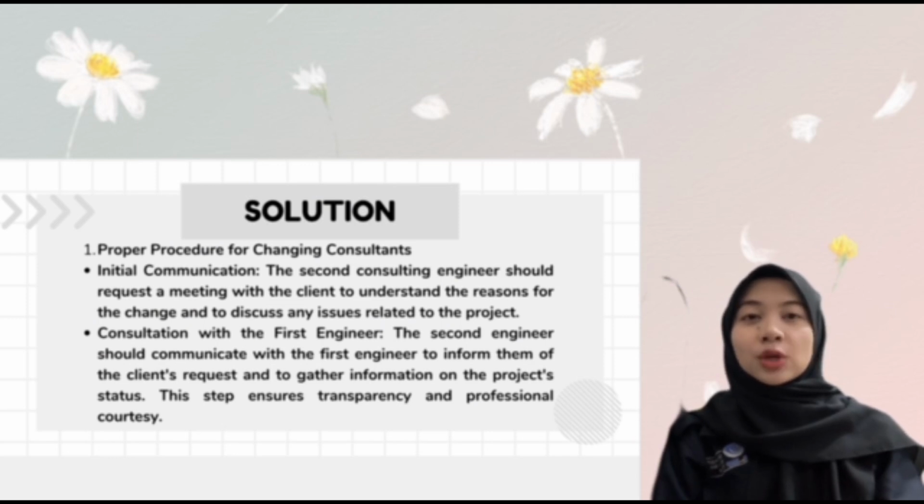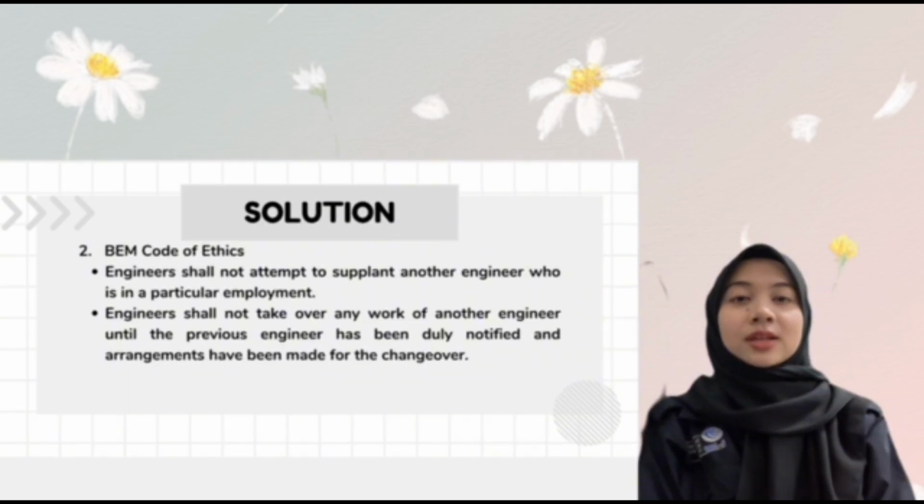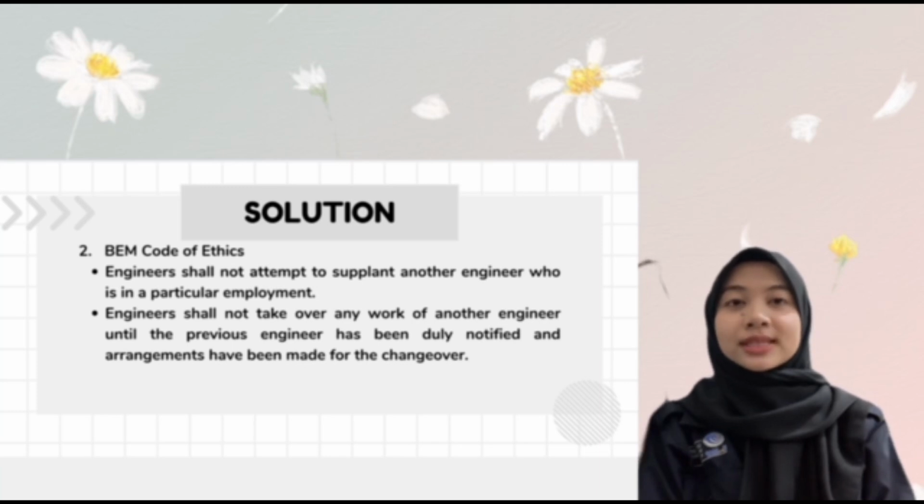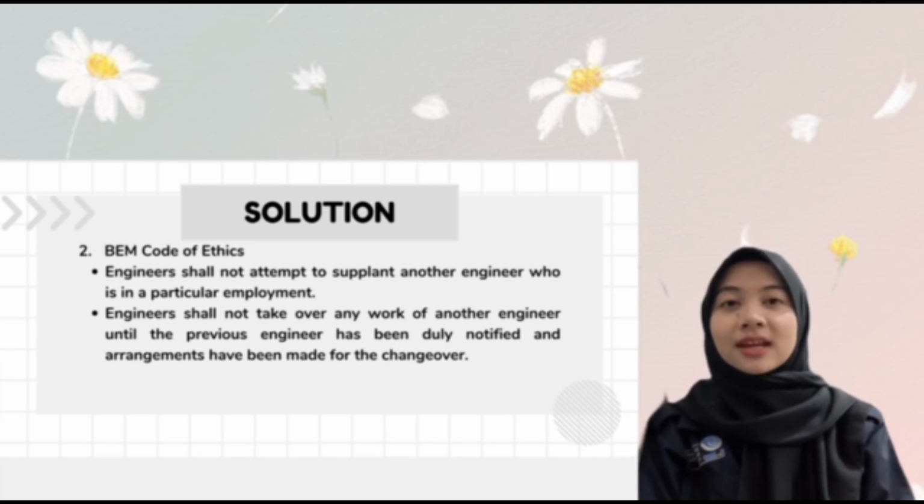Next, consultation with the first engineer. The second engineer should communicate with the first engineer to inform them of the client request and to gather information on the project status. This step ensures transparency and professional courtesy. BEM Code of Ethics: engineers should not attempt to supplant another engineer who is in particular employment. Engineers should not take over any work of another engineer until the previous engineer has been duly notified and arrangements have been made for the changeover.